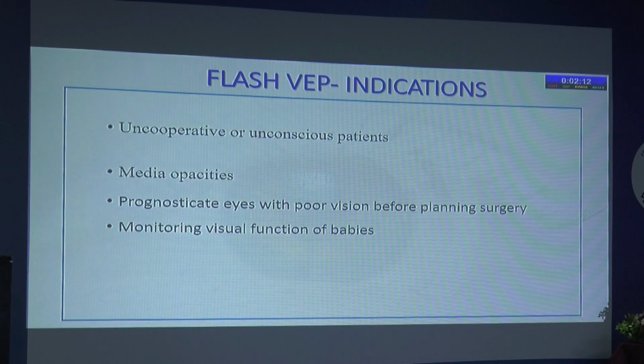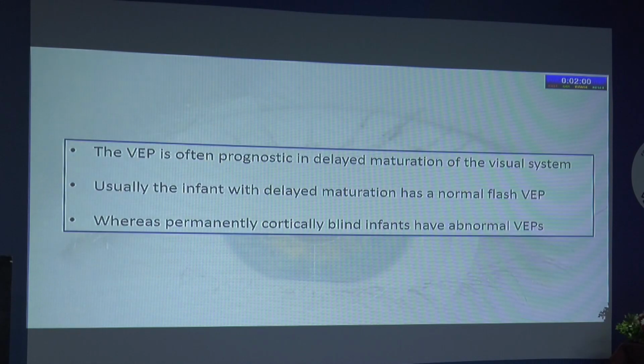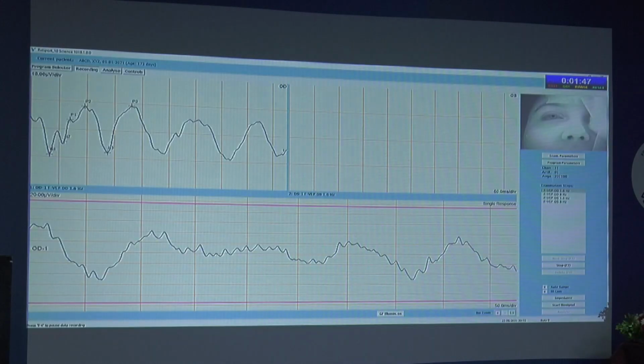Now flash VP, as earlier told, it is done for uncooperative patients having media opacities to prognosticate the eyes with poor vision before planning surgery and to monitor the visual function of babies. Now VP is often prognostic in delayed maturation of the visual systems. Usually the infant with delayed maturation will have a normal flash VP, while permanently cortical blind infants may have abnormal VPs. So this is how the output will look.